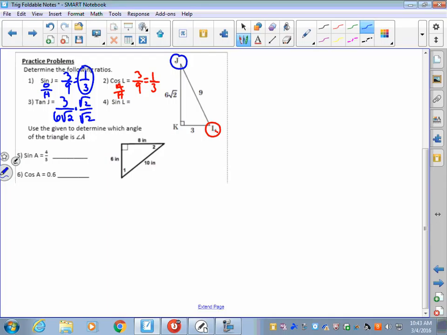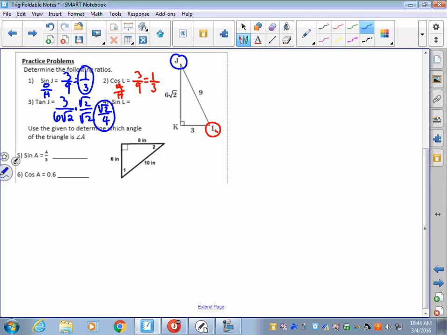12, but then you can simplify. Are we okay on that?